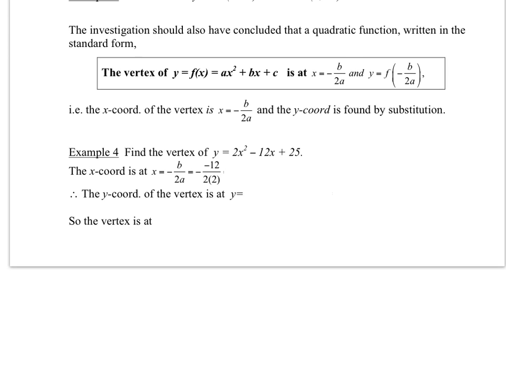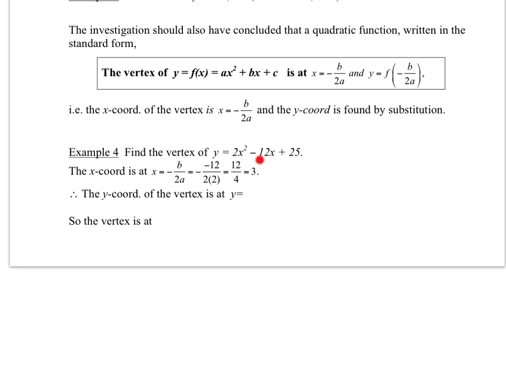But remember, we've still got that negative before it. The negative and the negative there make a positive. So it's going to be positive 12 over 4. And if we simplify that, we should get 3. So the x-coordinate is 3.